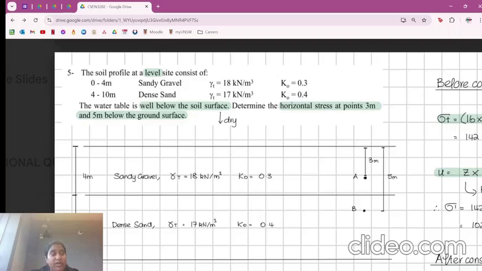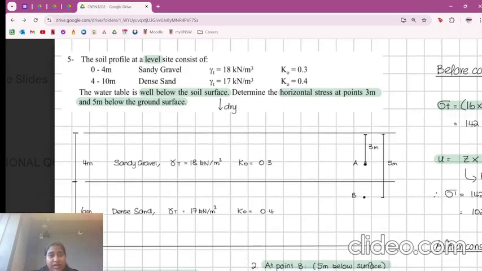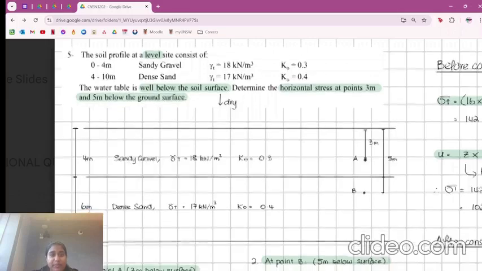So as soon as you see information like this, the first thing that you should do is draw a diagram, which is what has happened here. So start by drawing your soil profile. So put in all of your dimensions. You know that the length or the depth of the sand gravel is going to be 0 to 4 meters, and then from 4 to 10, which is 6 meters, is going to be dense sand. And then label your unit weights accordingly and your K constants.